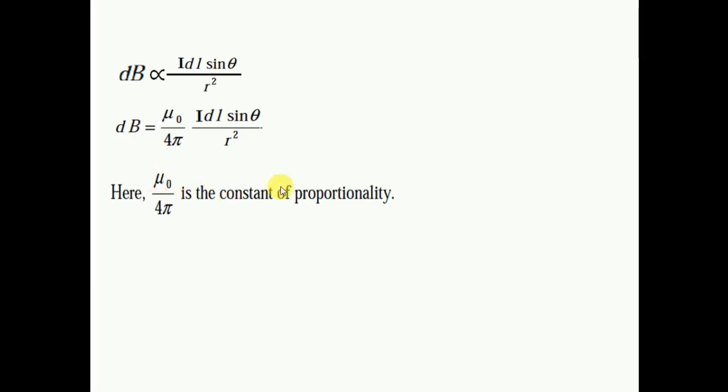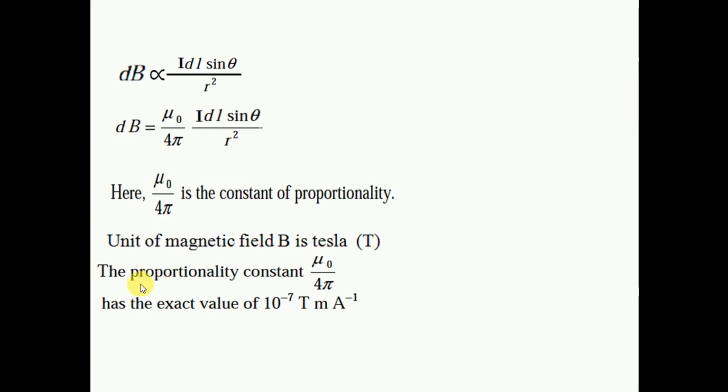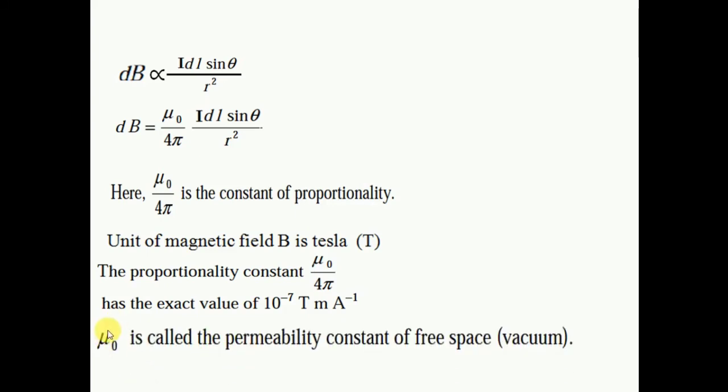and this mu naught by 4 pi is the proportionality constant, and the unit of magnetic field is Tesla. The value of this proportionality constant is 10 to the power minus 7 Tesla meter per ampere. See, the unit of magnetic field is Tesla, from here you get meter square, and from here you get ampere meter. Meter and meter square will cancel, so you are left with Tesla meter per ampere. You can try by yourself. And this mu naught is called permeability, not permittivity, it's permeability. For magnetism it's the permeability of free space, and its value is 4 pi into 10 to the power minus 7 Tesla meter per ampere.